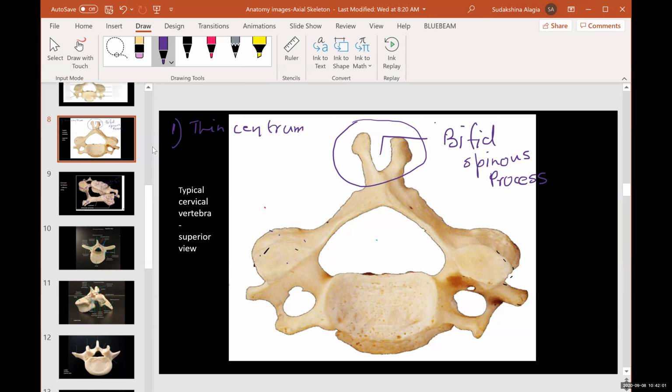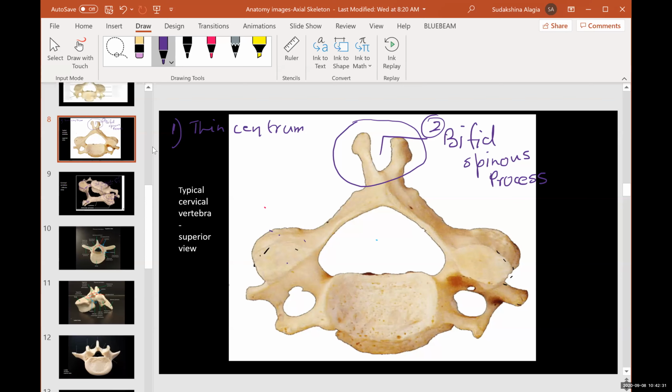That's the second characteristic of cervical vertebra. These are unique features: thin centrum, lighter vertebra, bifid spinous process. Have you heard of the condition known as spina bifida, where the spinous process is totally separated? That comes from this bifid spinous process.